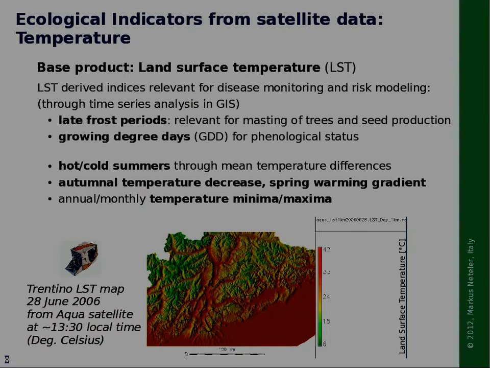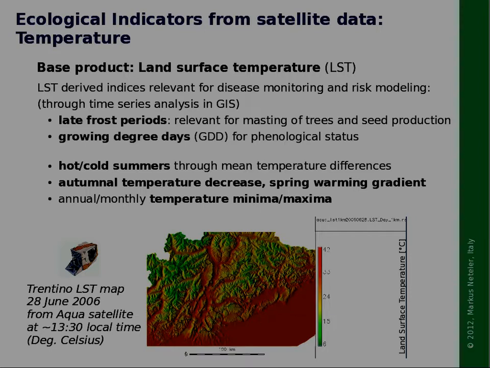We've been focusing on one product, which is the land surface temperature. A series of indicators can be derived. This slide illustrates temperature-related products, which are of great relevance for several disease vectors. The point is that we have 4 maps per day, but those can be aggregated to different proxies.